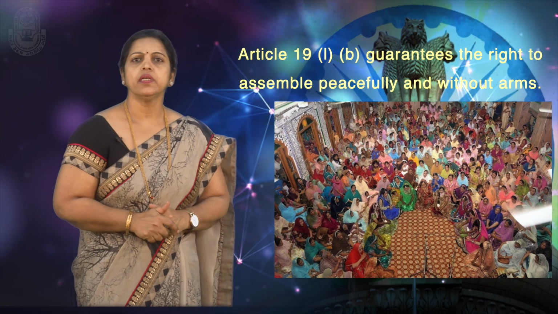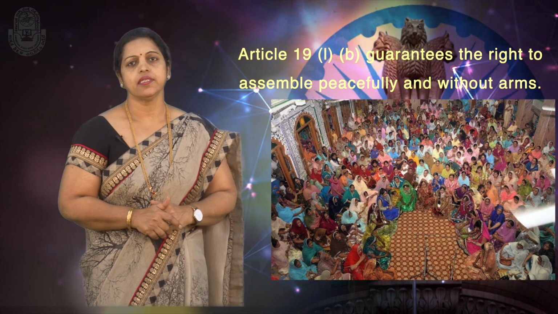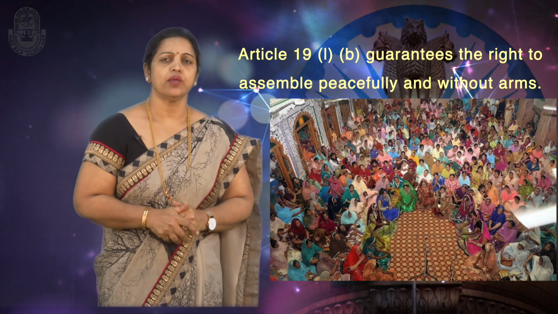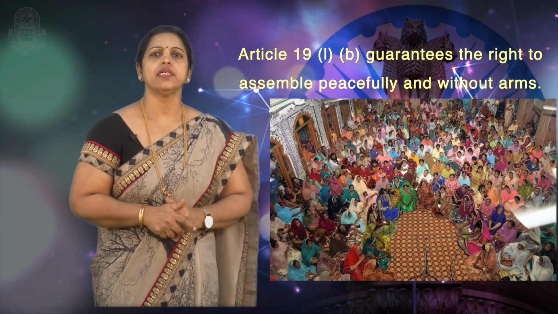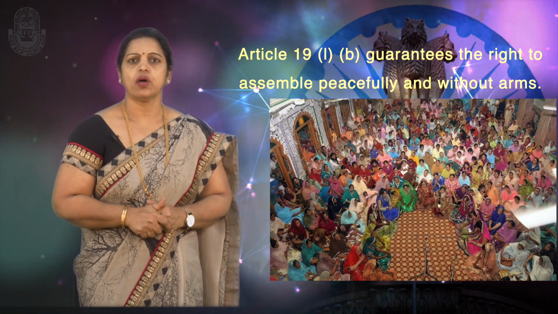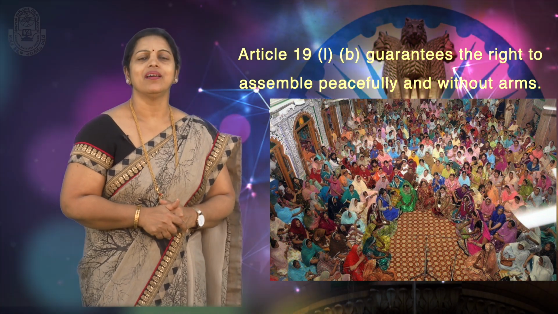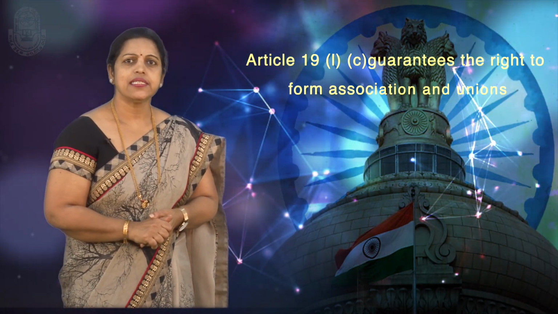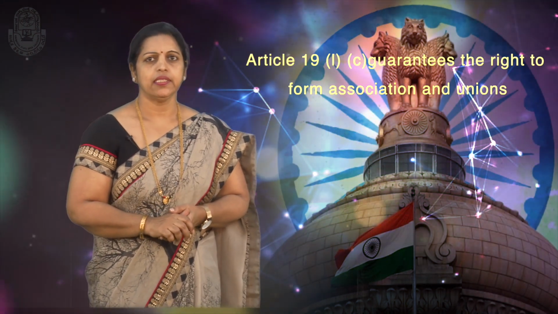The right to assemble peacefully and without arms is subject to reasonable restrictions. The right shall not affect the operation of any existing laws as far as it imposes restrictions in the interest of sovereignty and integrity of India or public order or morality. The next right, guaranteed under Article 19(1)(c), is the right to form associations and unions.